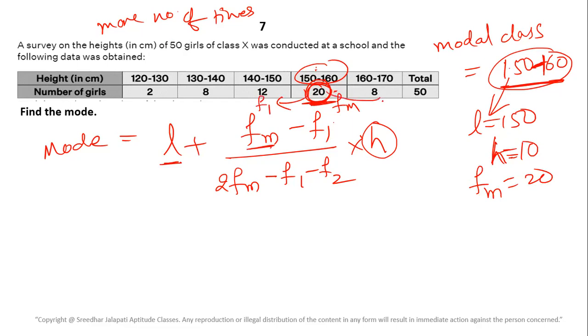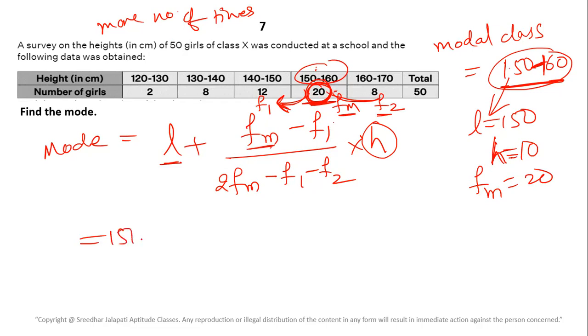Whereas F2 is the frequency after the modal class. Fm is the frequency of the modal class, F1 is the frequency before the modal class, and F2 is the frequency after the modal class. So we got all the values.